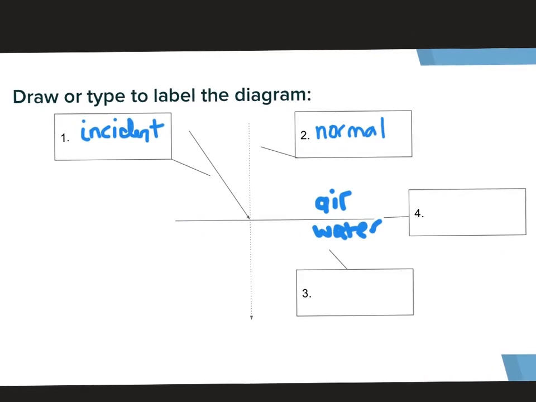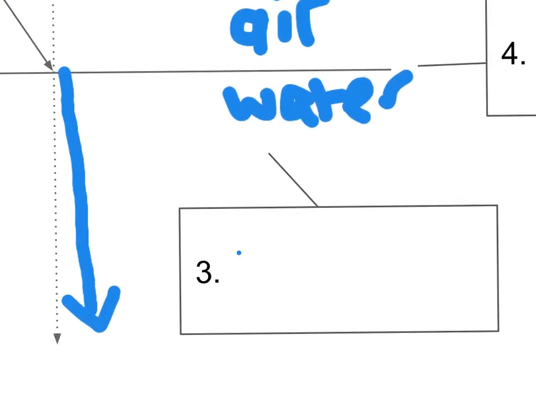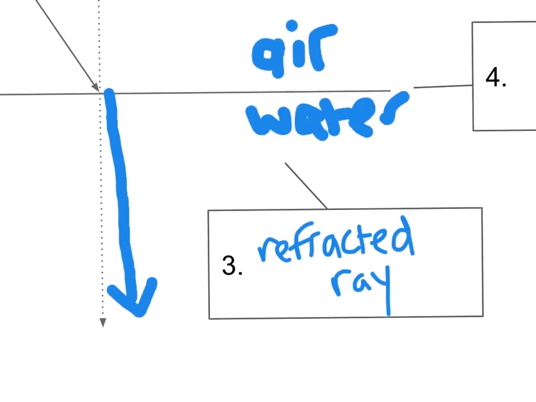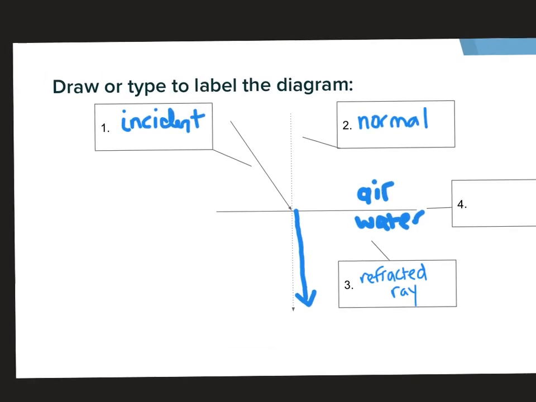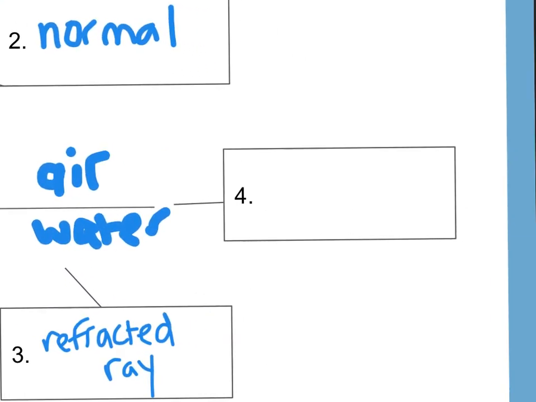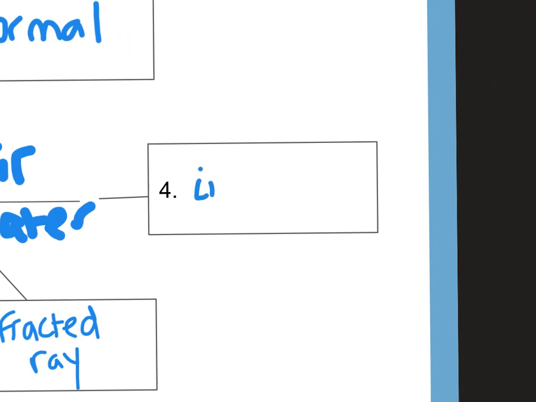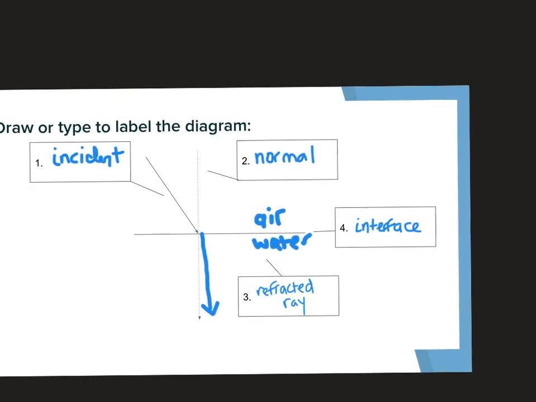And my refracted ray now, the one that's actually going to change direction, as it goes from air into water, it's going to move closer to the normal. It's going to look something like that. That's my refracted ray. So my incident ray was coming in, and when it hits that air-water interface, it slows down and bends inwards. This right here is the interface, which is just where the two media meet.